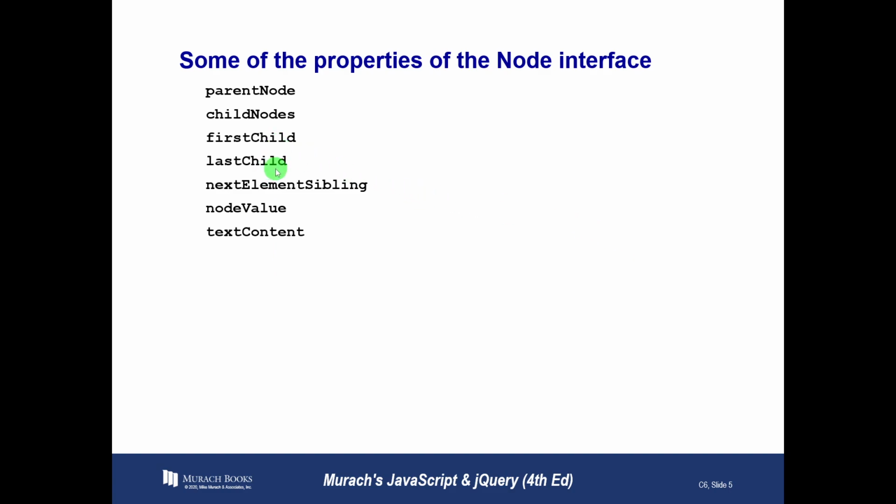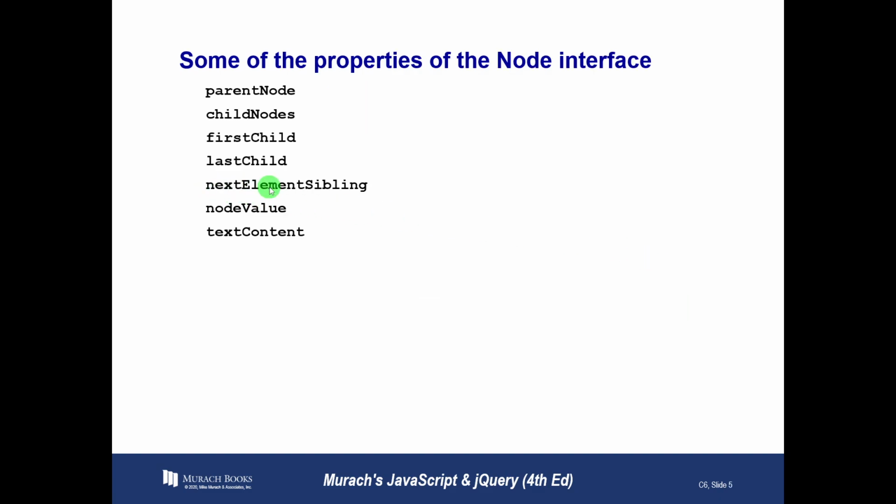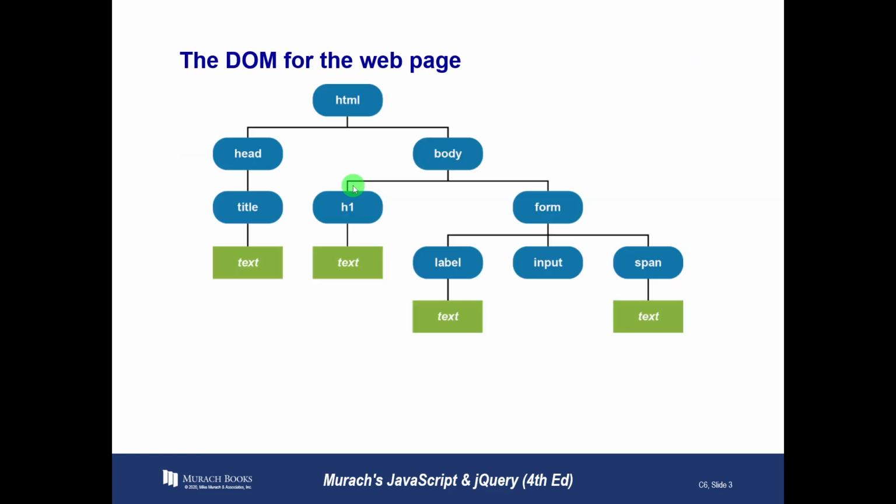We can talk about the first child and the last child. So under the form, we have a label, input, span. Label would be the first child. Span would be the last child. Okay. And then we can talk about siblings. Next element sibling. If I'm talking about the label, its next sibling element would be the input. Okay, so the children are related to each other. They are siblings. And we have the first child, the last child, and so on and so forth. And we'll see examples of how to use these later. So a lot of understanding of this comes down to that whole parent-child relationship.